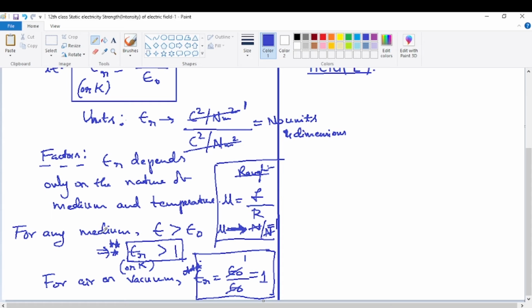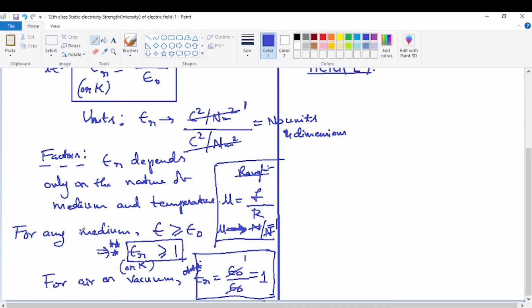That means if we take the medium to be again air or vacuum, in that case epsilon will become equal to epsilon naught. Excluding air or vacuum, it is greater than epsilon naught. So relative permittivity is greater than 1. If we consider air or vacuum, then it will be equal. Permittivity of air or vacuum is equal to epsilon naught, so relative permittivity will be equal to 1.